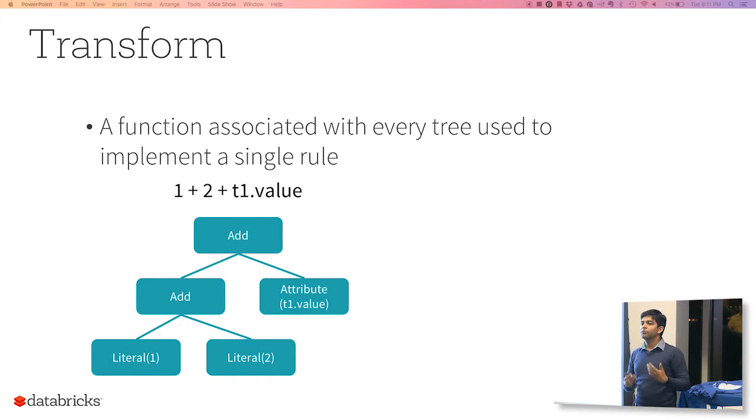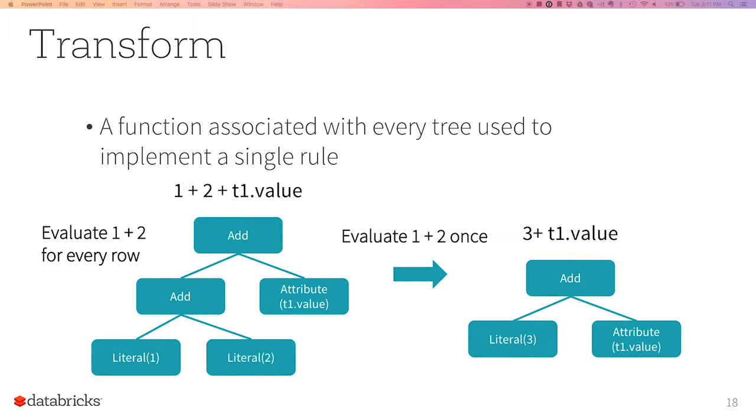Right? Pretty simple. You would want to avoid these types of costs at runtime and rather just convert this into 3 plus t1.value right at compile time. So in order to do this, we can define a transformation. This is called constant folding, which can evaluate things like 1 plus 2 just once at compile time and convert it into expression trees like this. In this specific case, it is just add a literal 3 and t1.value.